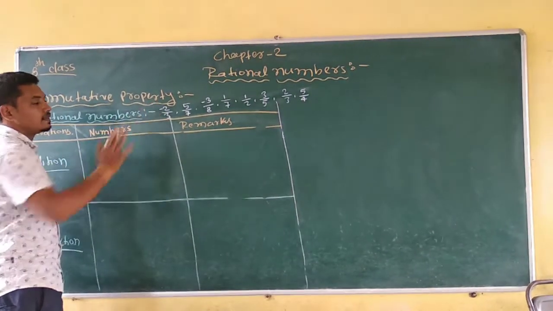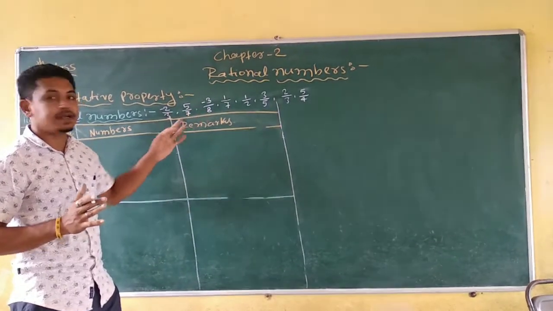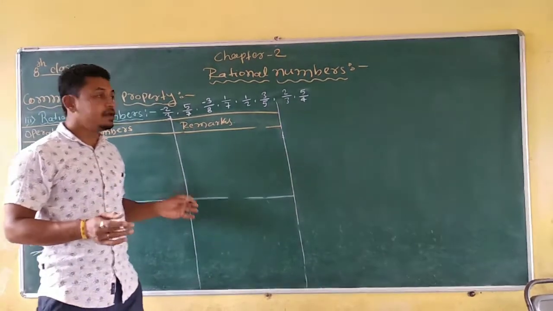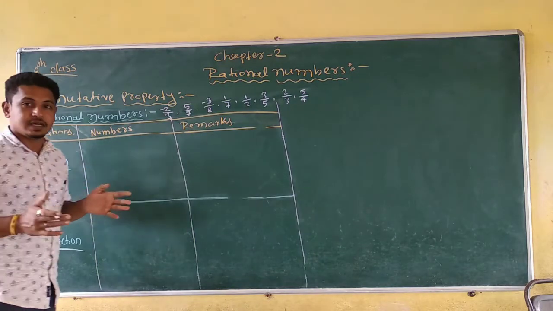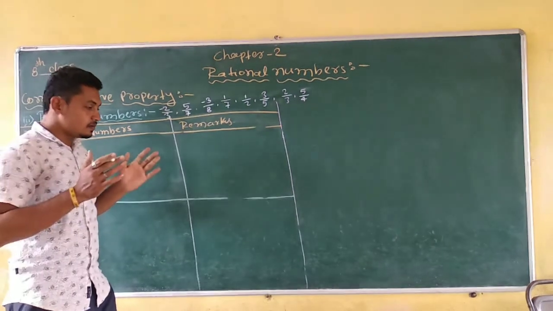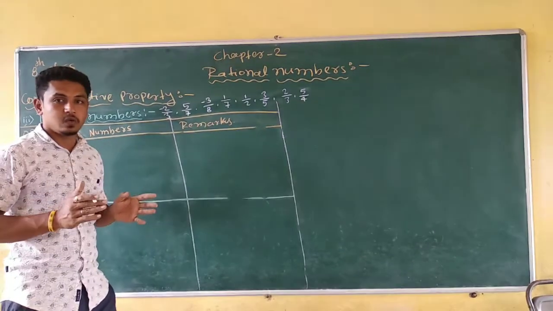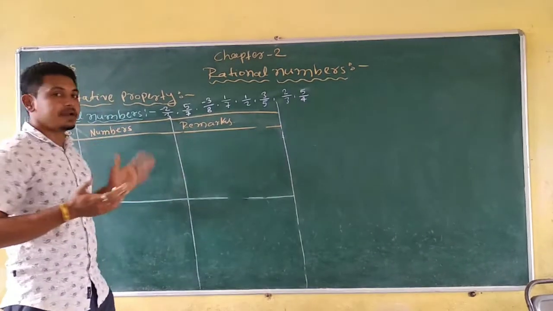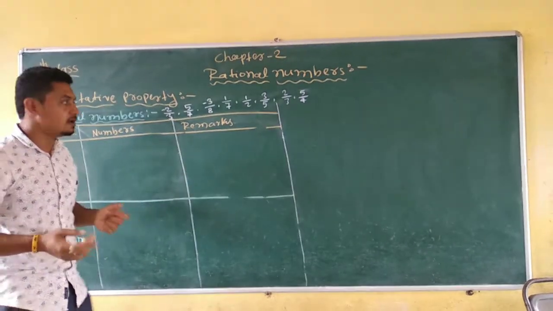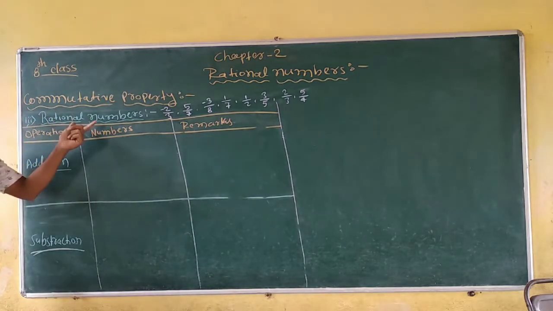Minus 2 by 3 is a rational number, 5 by 7 is a rational number, minus 3 by 8 is also a rational number. Rational number means p and q are any integers, written in the form p divided by q, and q is not equal to 0. This is called a rational number. So let's check the commutative property for rational numbers.